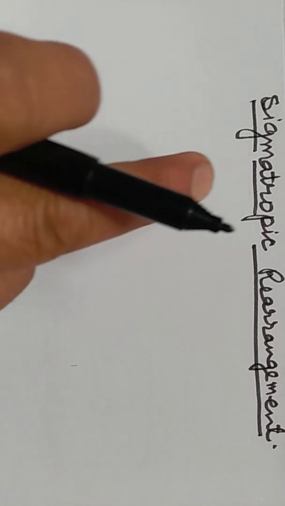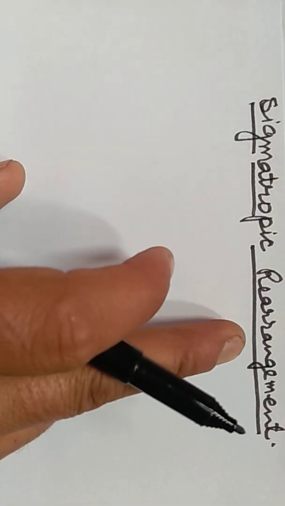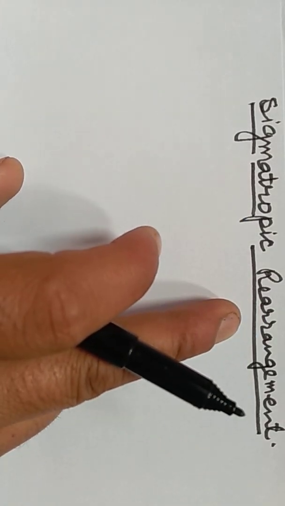Dear students, today we will discuss sigmatropic rearrangement. So, what is sigmatropic rearrangement? Let us see here. This is a type of pericyclic reaction, right?